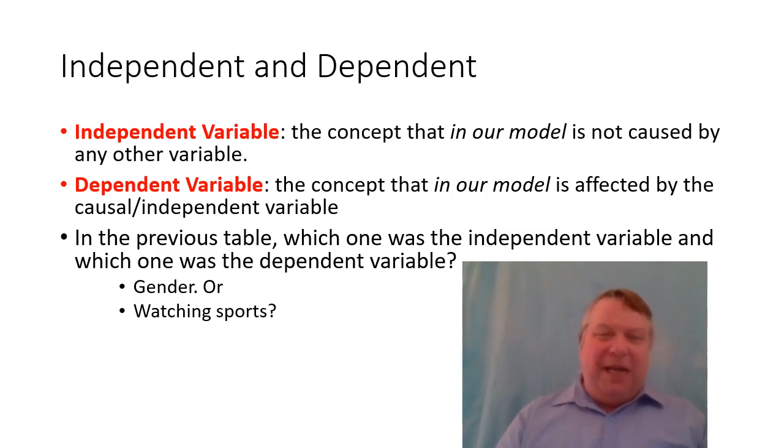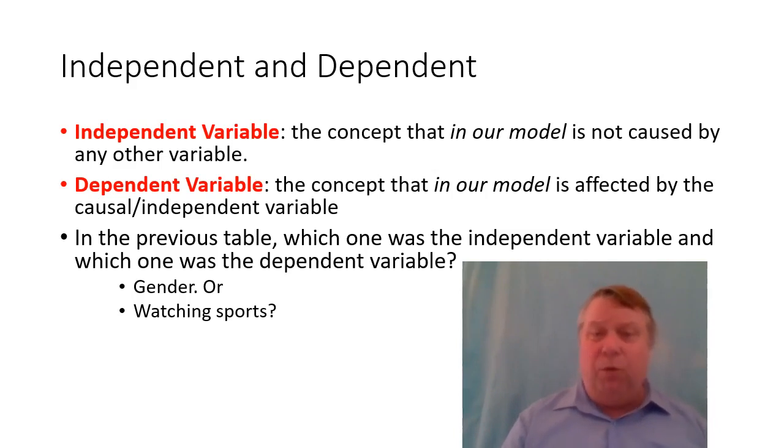Now, another thing to keep in mind is independent and dependent variables. The independent variable is the concept that in our model is not caused by any other variable. Of course, in reality, they're caused by something else. But our model is limited to asking one question. So if we're asking about the relationship between gender and watching sports, then one of those is an independent variable, even though it's caused by something else. The dependent variable is the concept that in our model is affected by the independent or causal variable.